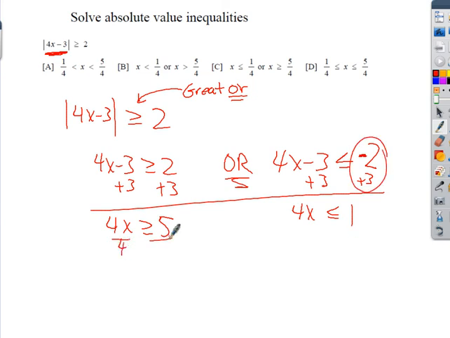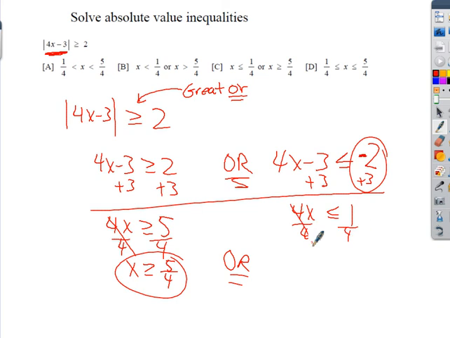Divide by 4, that cancels it out. I was dividing by a positive, so it doesn't make the symbol flip. So x is greater than or equal to 5/4, or, that's going to be important, divide by 4, x is less than or equal to 1/4. So being an or statement like this, you're going to look up here and you're going to find I've got two or statements. That's what we're looking for.